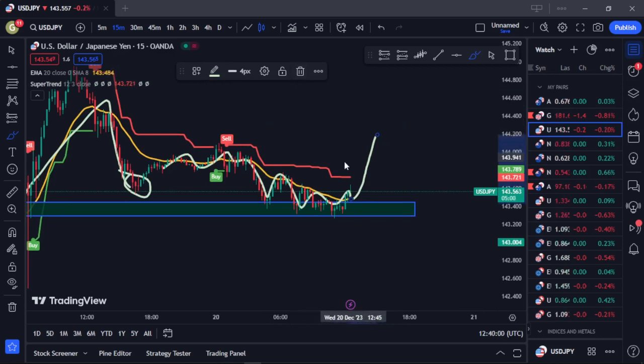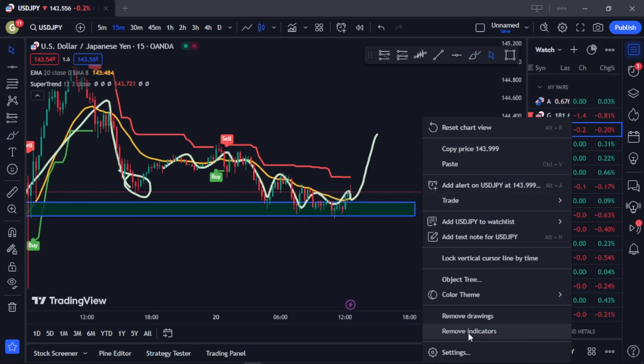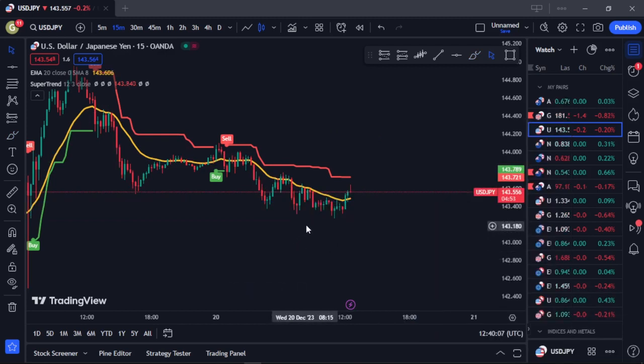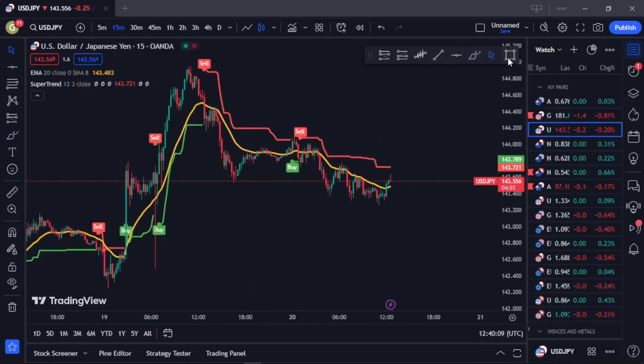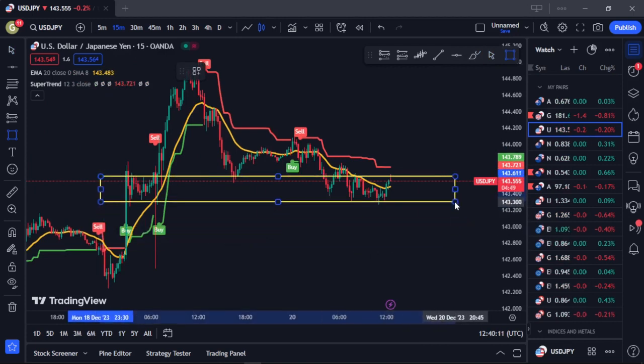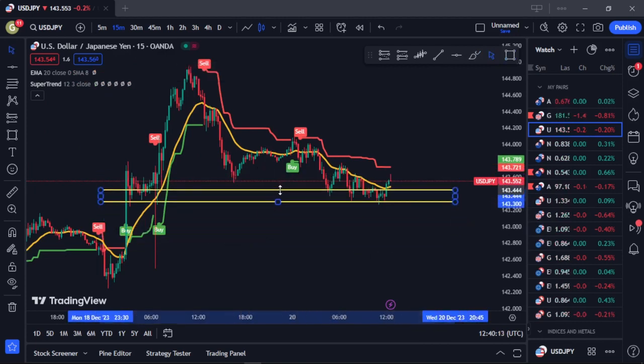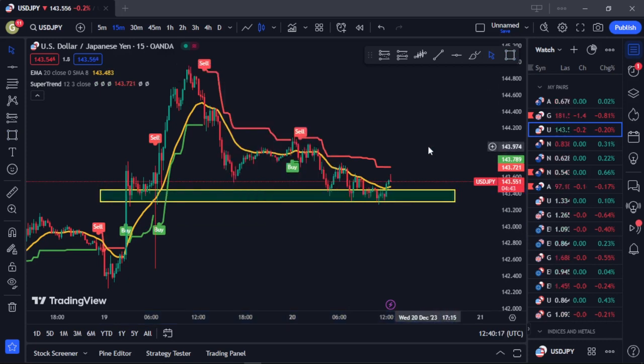So let me just remove the drawings. You can see these are the indicators I normally use. Let me get back my support and resistance area here. Okay, so these are the indicators I normally use whilst trading.